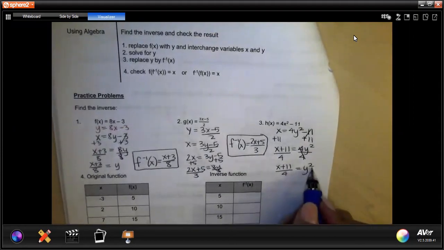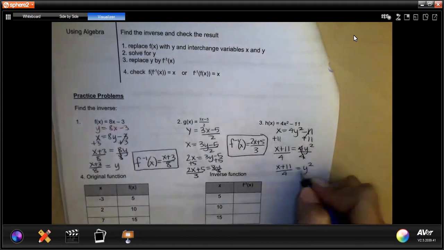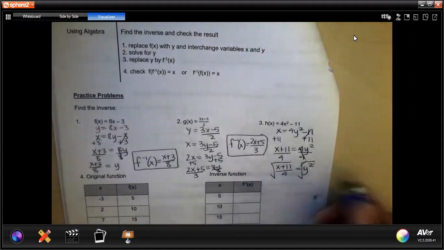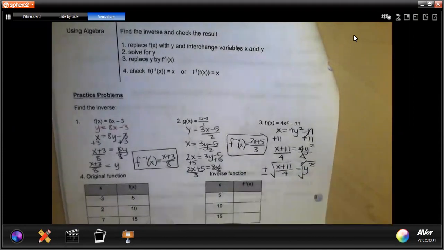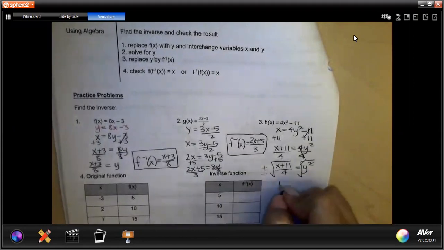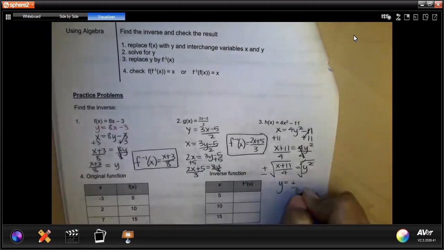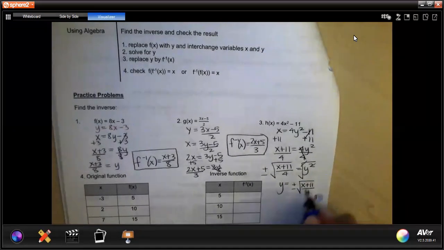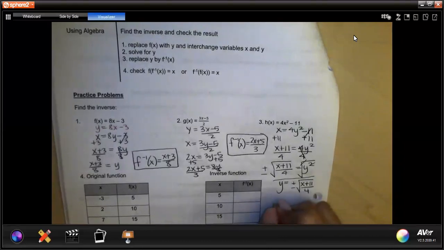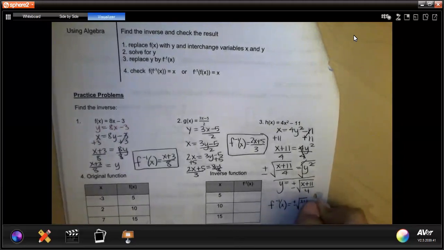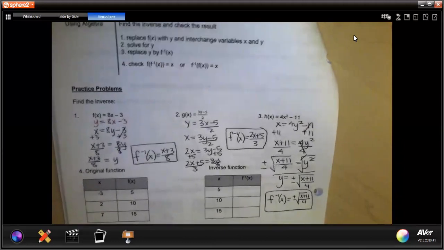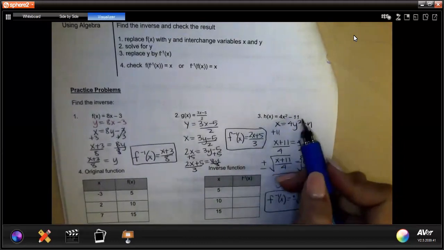Now, to get rid of a square, we take the square root. That's what's going to get that to cancel. And anytime that we take the square root of a square, we need the plus and the minus. And so we get y equals plus or minus the square root of x plus 11 over 4. Of course, we rewrite it with the proper notation. And there's our inverse.